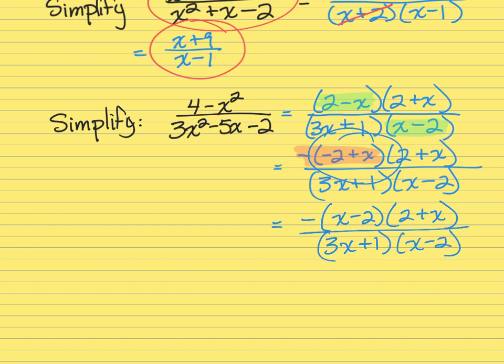And now look what I can do. Now I've got an x minus 2 and an x minus 2 that are exactly the same that I can cancel out. On the top, that negative is still there, negative 2 plus x, and then on the bottom, 3x plus 1. And we'd probably write that as a negative 2 minus x, distribute that through. But there it is in simplified form.